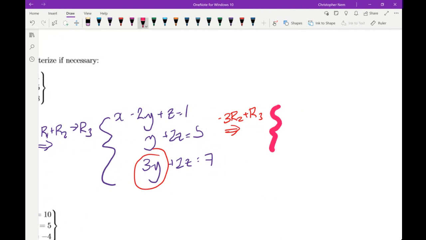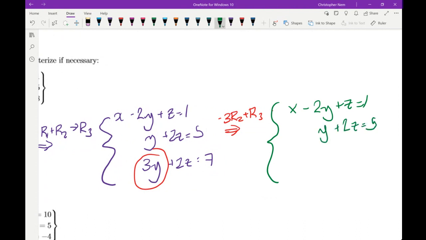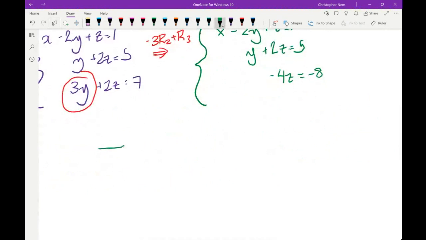So now my new equation becomes, this is again too large, but now I have x minus 2y plus z equals 1, y plus 2z equals 5. And then if I actually multiply that by negative 3, the y's are deleted. Negative 3 times 2z, that's negative 6z. So this becomes negative 4z. And then negative 3 times 5, that's negative 15. Negative 15 plus 7, that is negative 8. Boom.